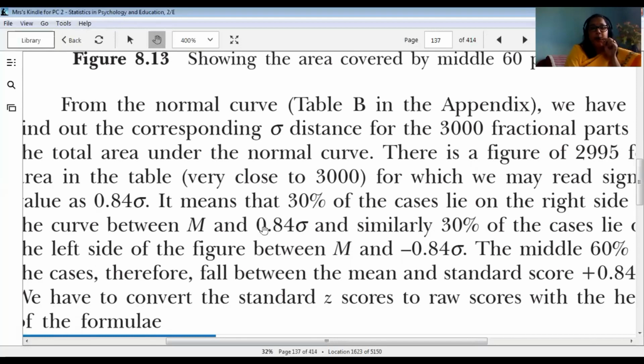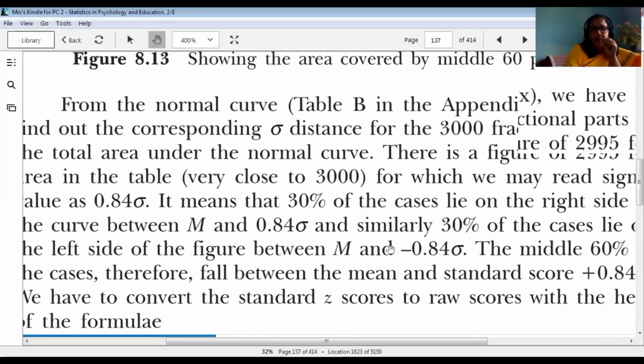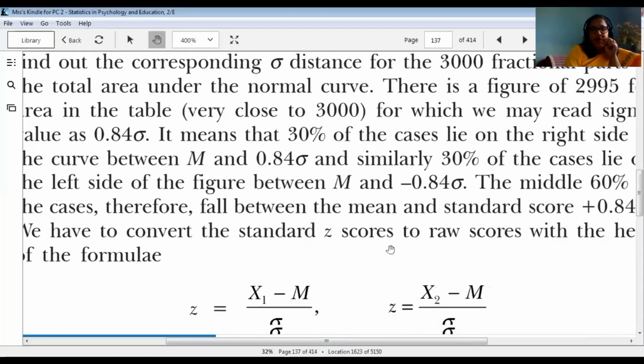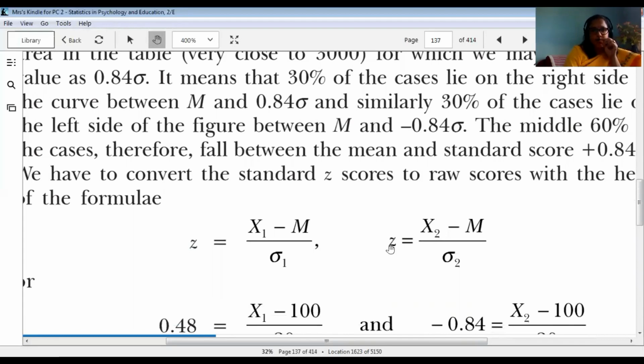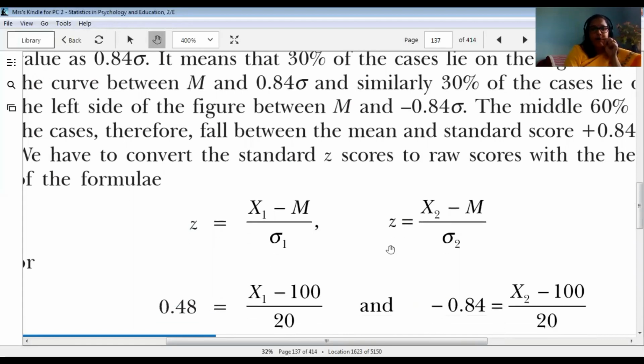It means 0.84 sigma will lie at the positive side, at the right side of the mean, as well as minus 0.84 sigma will lie at the negative side of the mean, or at the left side of the mean. You have to be clear on this. Okay. So now here we need to find two scores, two points, two raw scores, where the middle 60% of cases lie.